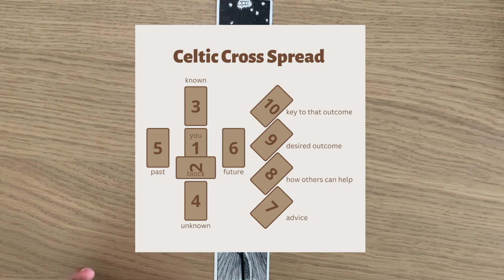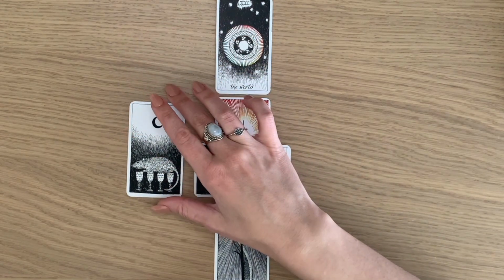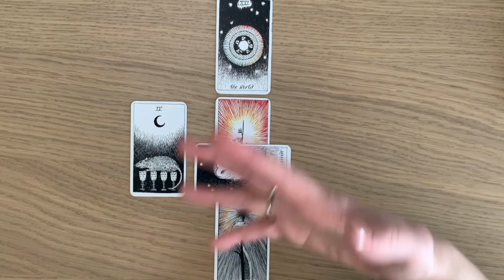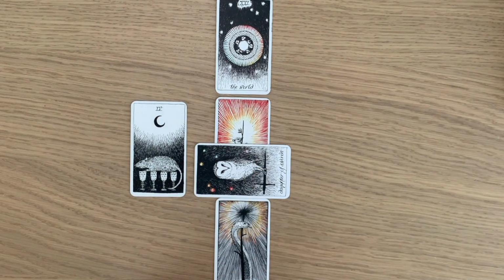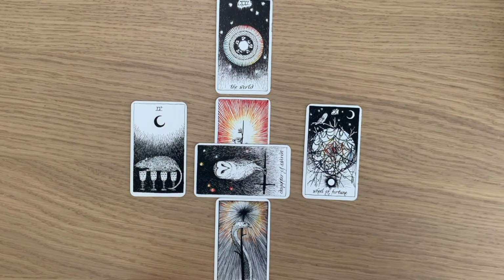The next spread positions, we have 5 and 6, past and future. These are a past influence that is still relevant on your situation right now, that is influencing your current situation. And then we have future, something that you need to know about the future regarding this decision, regarding this situation.